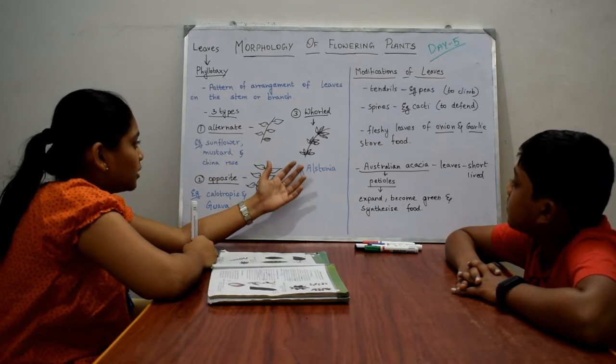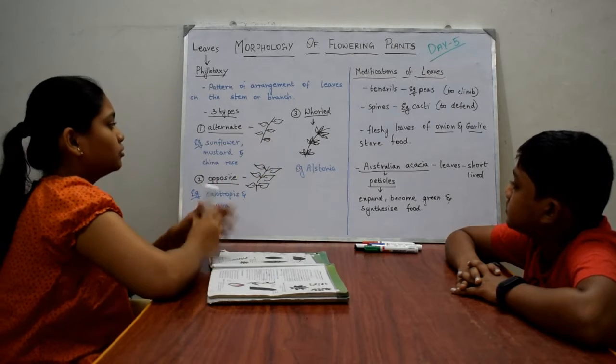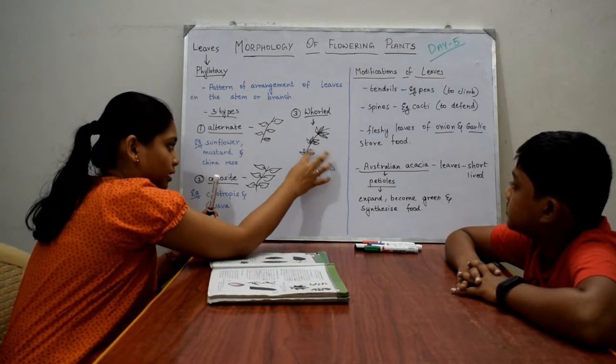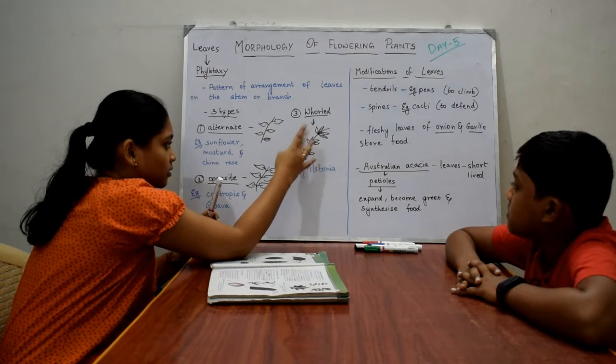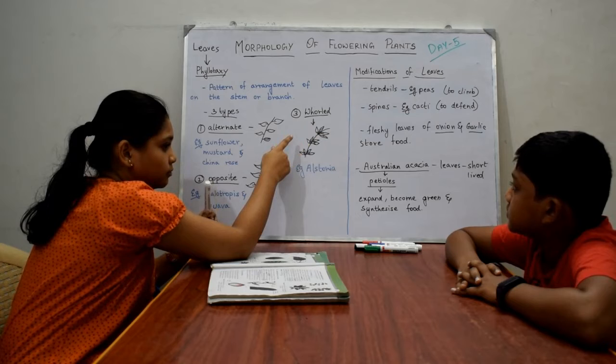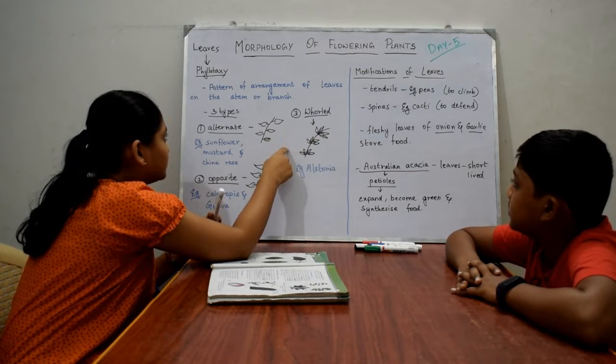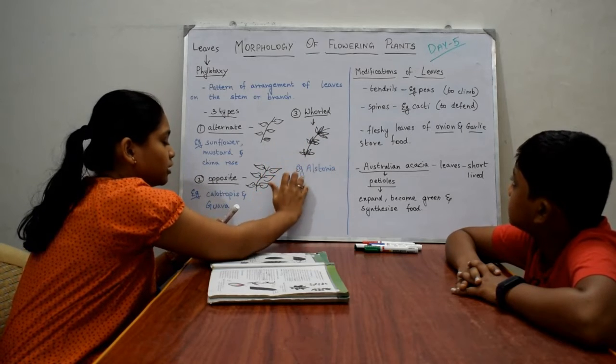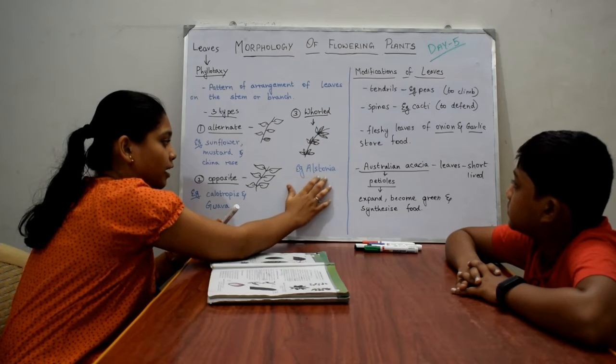In whorled type, like a flower, more than 2 leaves develop at one node. This kind of structure is known as whorled. An example of whorled is Alstonia.